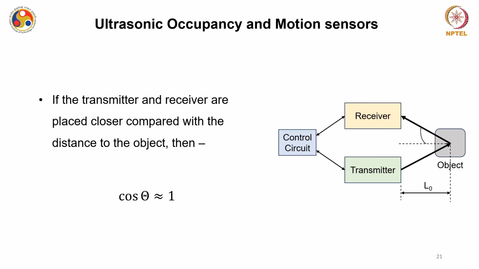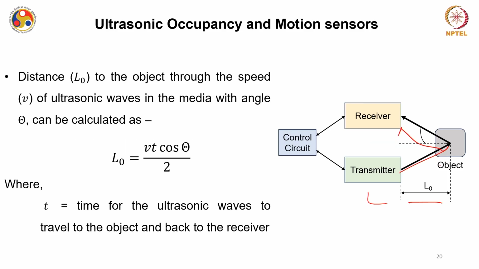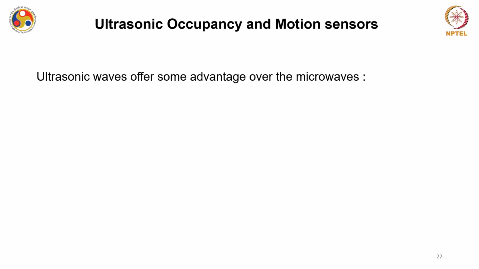Now if I consider that this transmitter and receiver are placed very close to each other, so that the signal goes from here and comes back, you have cos theta equal to 1. So you have L naught is equal to Vt by 2.